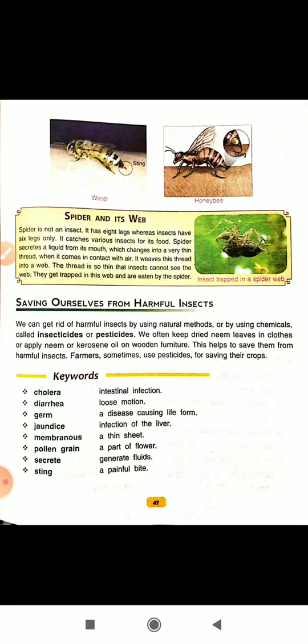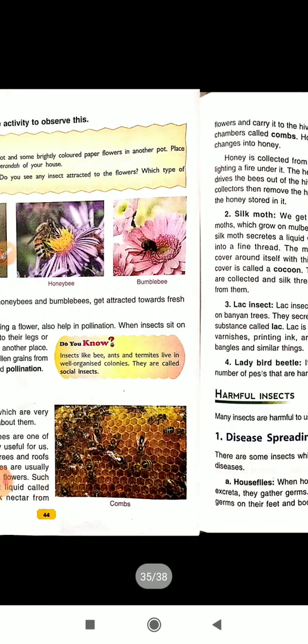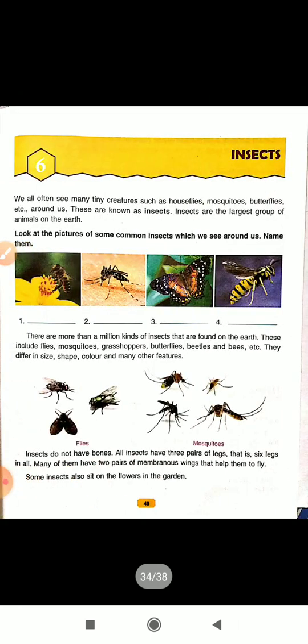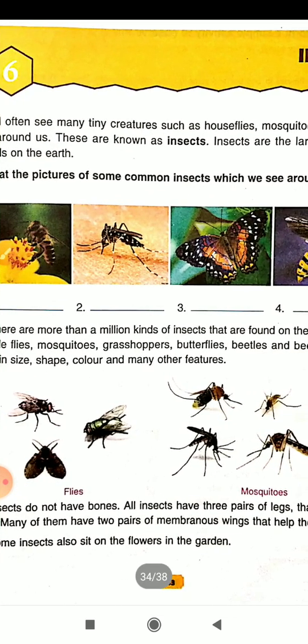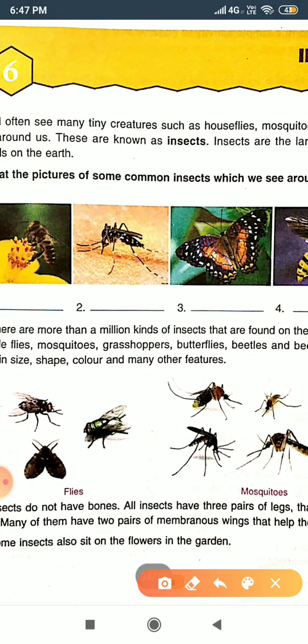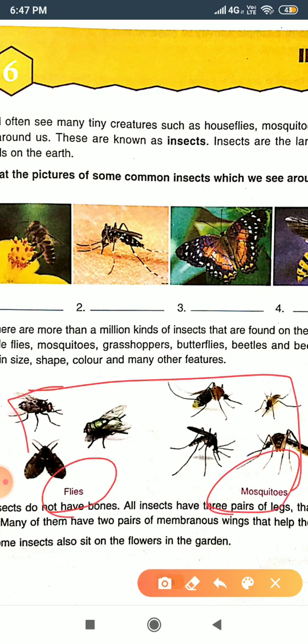Now see, come see this. First of all, what you have to do, see this picture. Flies are there and mosquitoes are there. Okay, so flies and mosquitoes are there and they are the insects. They are having legs. Okay, and what they are having, what wings. So these are the insects.